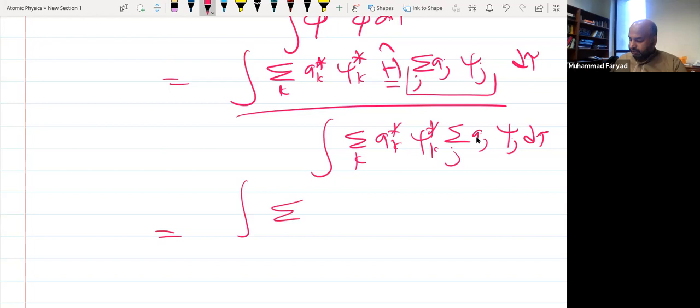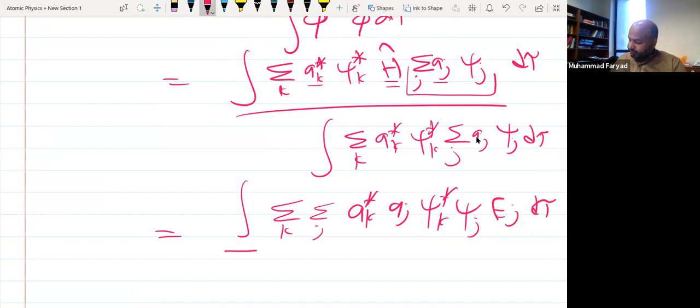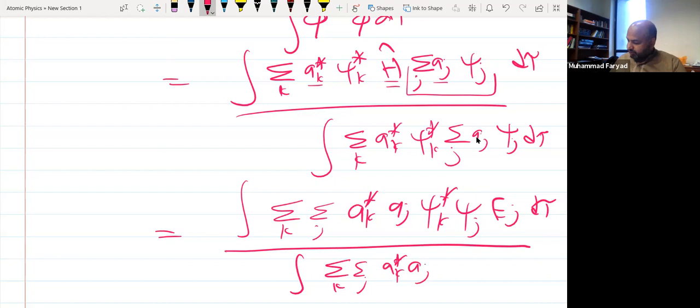So I can write it sum over k, sum over j, ak absolute square, because ak star into aj is ak absolute square, and then ej. Sorry, I can't write it like this because this is ak and this is aj, and similarly psi k, psi j into ej d tau. And over here I have sum over k, sum over j, ak star, aj, psi k star, psi j d tau.